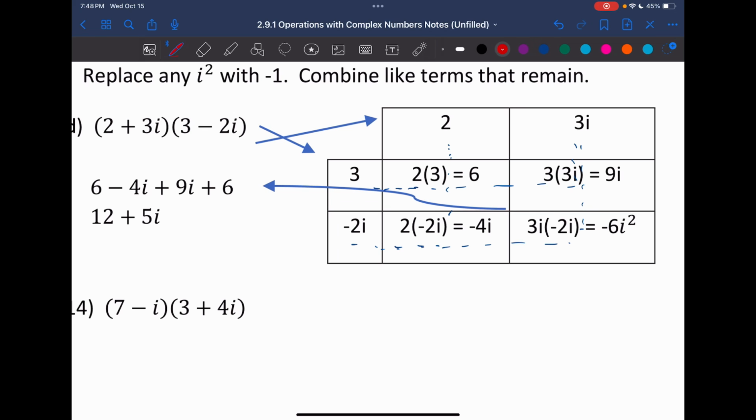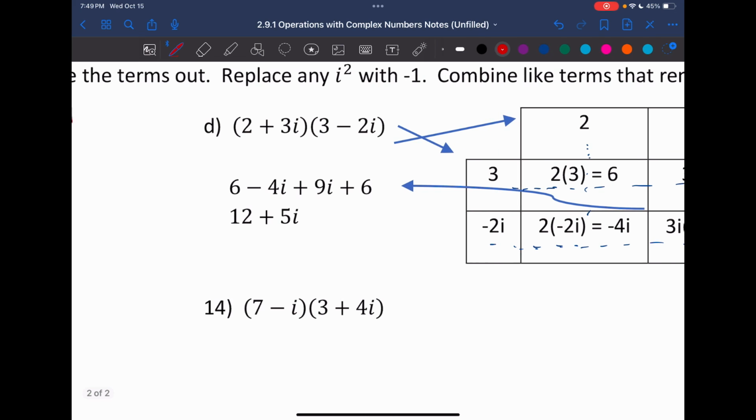But again, just like you did in the foiling, you still have to remember to switch that out with a -6 times a -1 to get you +6. And then you simplify from there. So no matter what method you do, you're still going to get the same answer, whether you FOIL or whether you use the box method. Really, it's your choice.